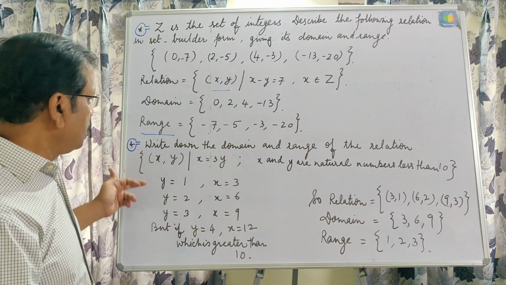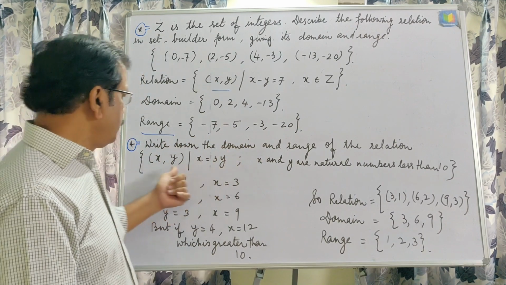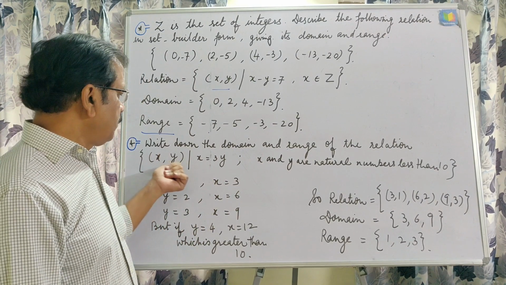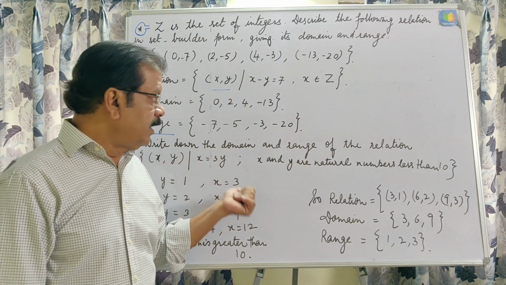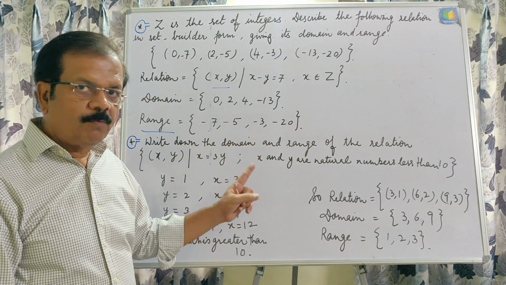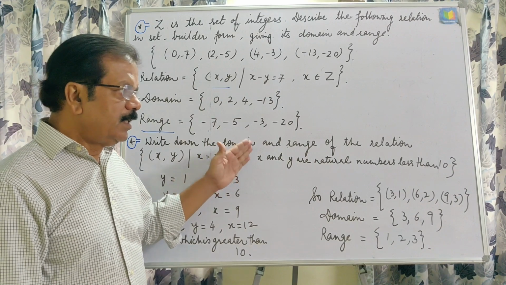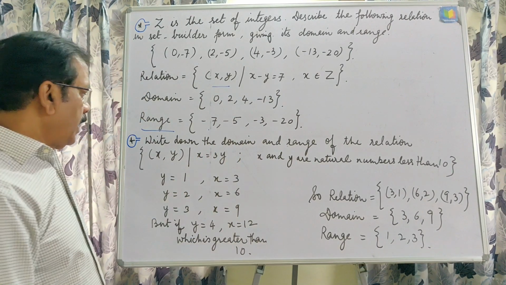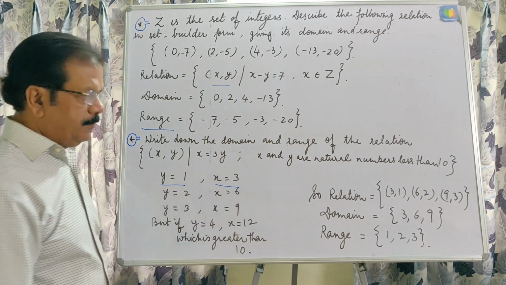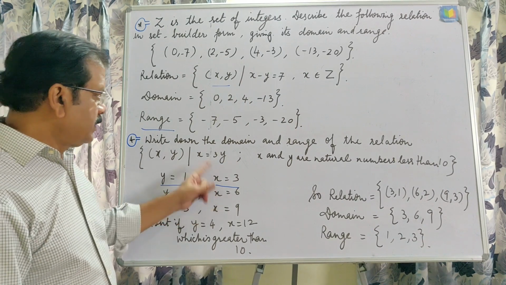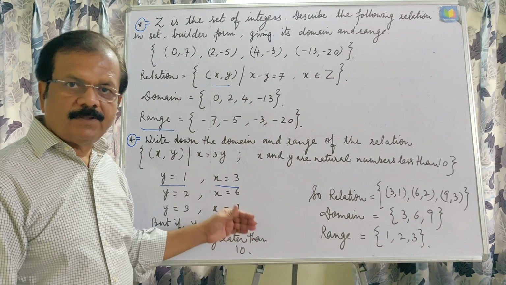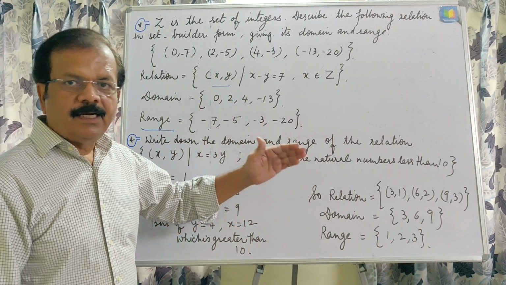In the same way, this question: write down the domain and range of the relation. In this we are given the relation in the form of (x, y) as x = 3y, where x and y are natural numbers less than 10. That means we can find the domain and range by substituting the numbers from 1 to 9. If y = 1, then x = 3. If y = 2, then x = 6. If y = 3, then x = 9. We have this limit of less than 10 only.